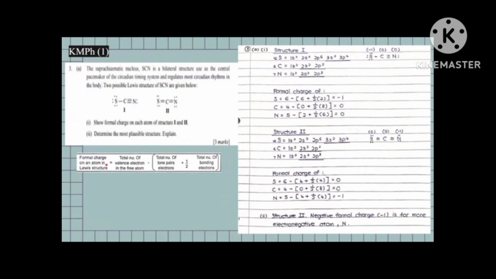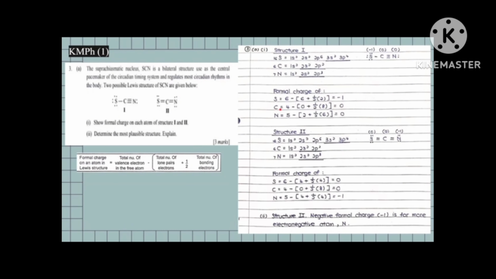So formal charge of an atom in a Lewis structure equals the total number of valence electrons in the free atom minus the total number of lone pair electrons plus 1/2 of the total number of bonding electrons. So for sulfur, S, there are 6 valence electrons minus, in bracket, there are 6 lone pair electrons, 1, 2, 3, 4, 5, 6, plus 1/2 of bonding electrons, so 1 and 2, and then close bracket, equals -1.